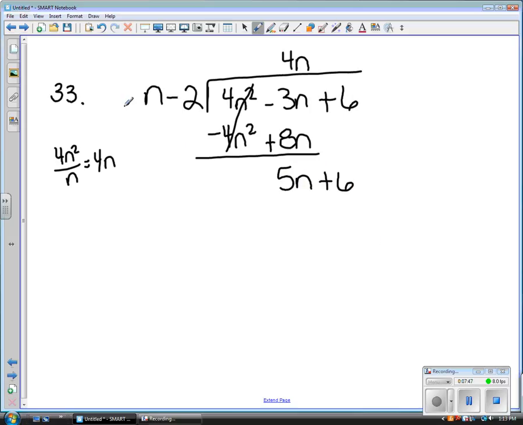Now 5n divided by n. 5, and it's a positive 5, so I'm going to use my plus. So 5 times n is 5 times -2. I'm going to change that. So now 5n minus 5n is, and 6 plus 10. So where does the 16 go?